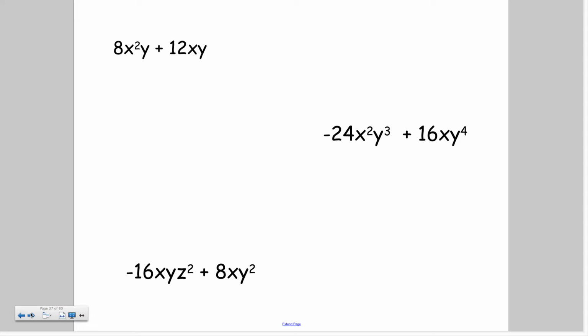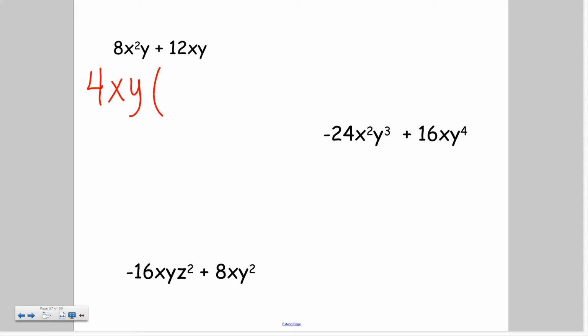Alright, 8 and 12. I can't divide the smaller one into the big one and get an even answer. So I'm going to look at something else. I know 8 and 12 can both be divided by 2. Is there something bigger? That's the next question I want to ask. Well, 8 and 12 can also be divided by 4. So that's my greatest common number. Then I also have an x squared and an x. So they have one x in common. And they both have a y in common.